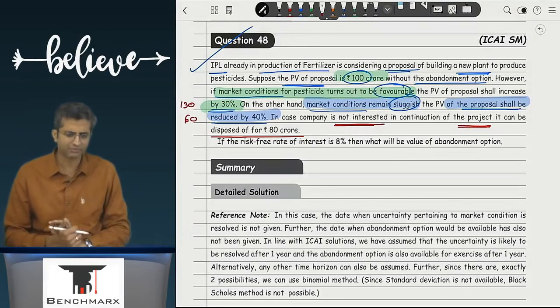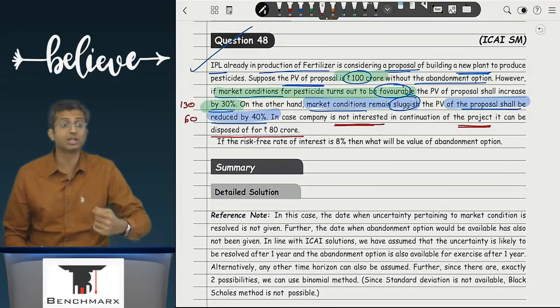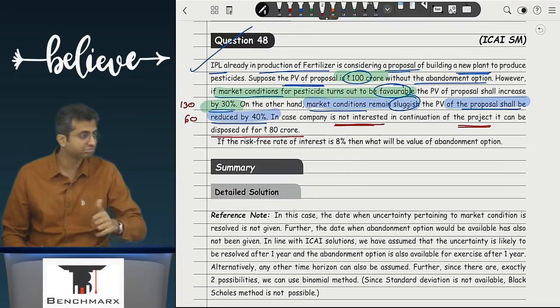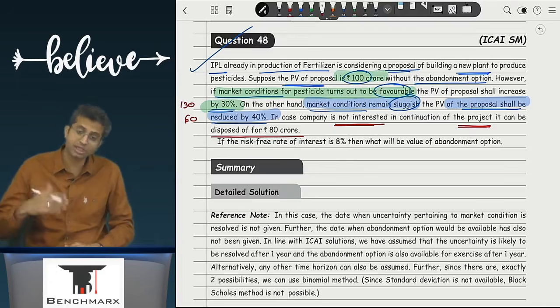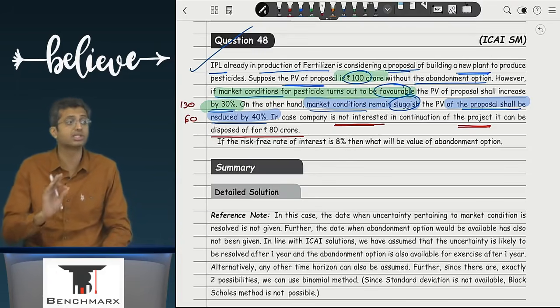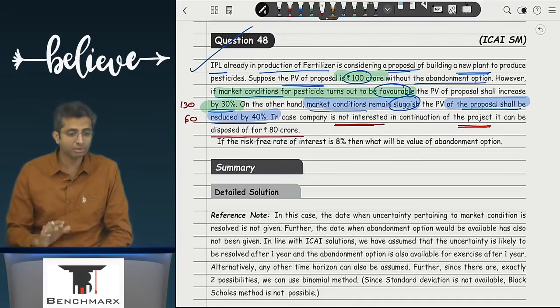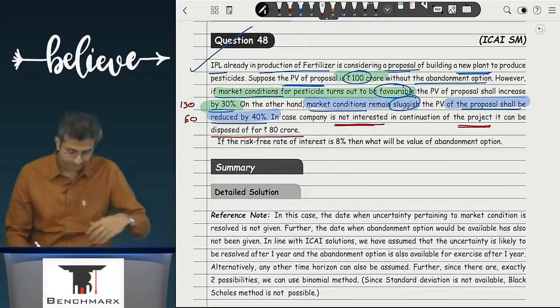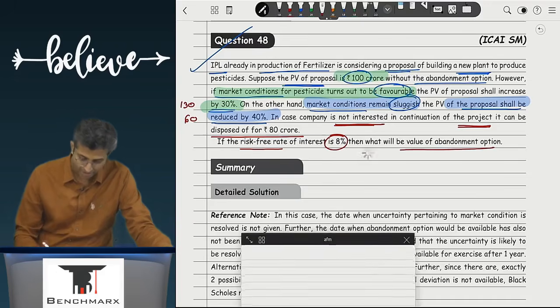Now, these are general questions which are given by the institute. We have kind of taken that. Ideally, they should have mentioned that this option to abandon is after how many years? That has not been mentioned. So if nothing is mentioned, even in this question 48, even in the next question they have not mentioned, but they have solved considering that this option is available after 1 year. So if nothing is mentioned, you will assume that these options are available after 1 year. If the risk-free rate of interest is 8%, what is the value of this abandonment option?